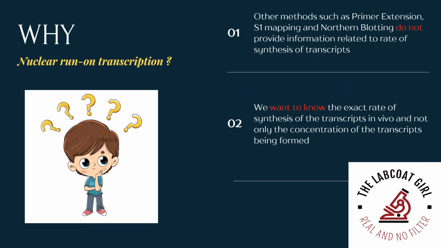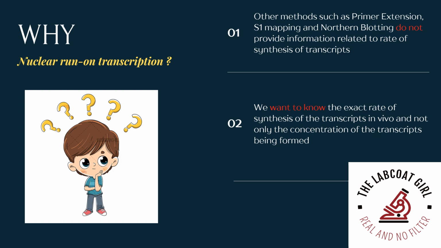You will ask me why we are focusing today on nuclear run-on transcription if we have other methods such as primer extension, S1 mapping, and also northern blotting. But let me tell you, this is different from the other methods because they will only give you information about the concentration of a specific transcript in a cell at a given time. Okay, they will not necessarily tell you about the rate of synthesis of the transcripts in vivo. And that's how this method comes into the picture, because it will let us know about the rate of synthesis of the transcript in vivo.